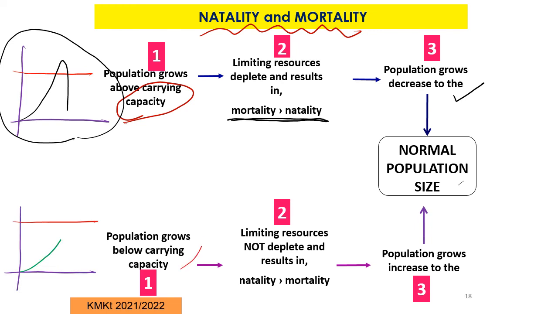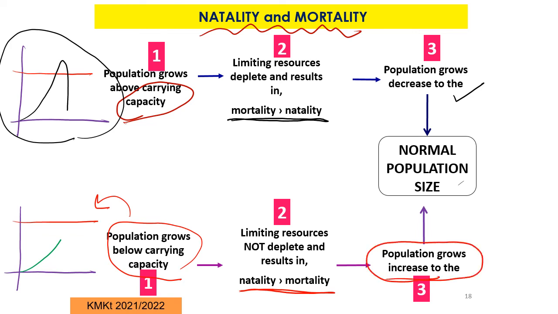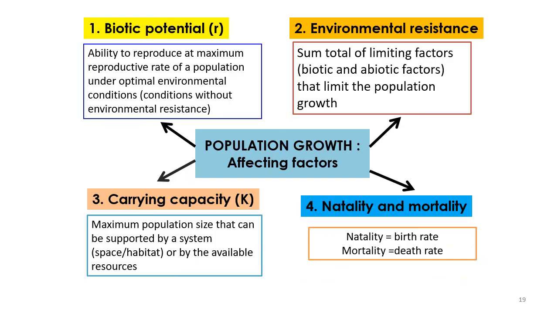But if the population is below the carrying capacity, as in this graph, all of the resources are available, causing the natality rate to become higher than mortality, thus increasing the population size. Then the population size will return to normal, that is, below the carrying capacity. And these are the four factors that affect the population growth.